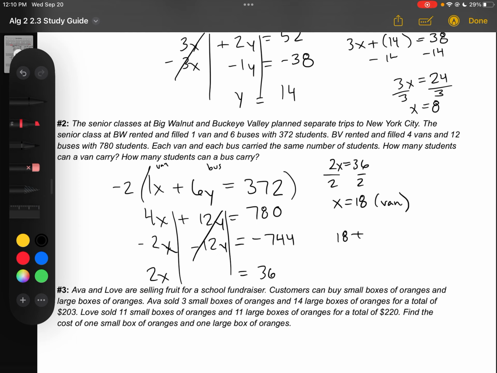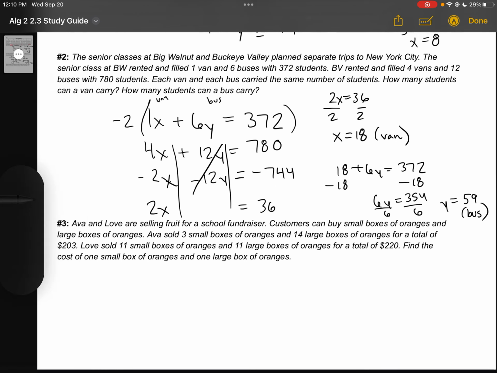We can take this and plug it back in. So 18 plus 6y equals 372. Subtract 18 from both sides. We'll get 6y equals 354. Divide both sides by 6. And we'll get an answer of y equals 59 students for each bus.